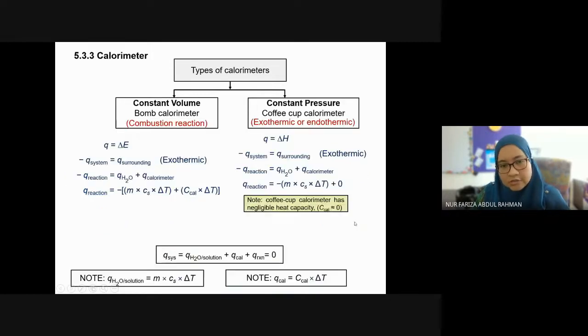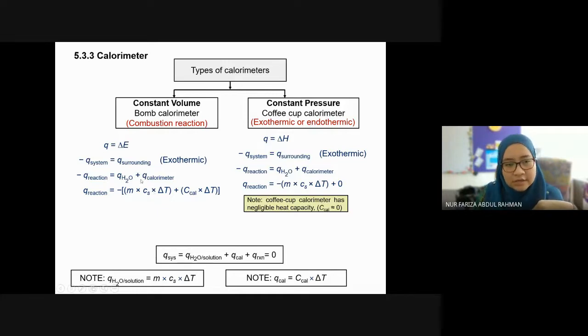For the bomb calorimeter and the coffee cup calorimeter, the most important thing is to describe the system and the surrounding. So we have the Q system and Q surrounding. Same goes to the coffee cup calorimeter. So the Q reaction would be equal to QH2O plus Q calorimeter. Again, this depends on whatever information is given in the question.